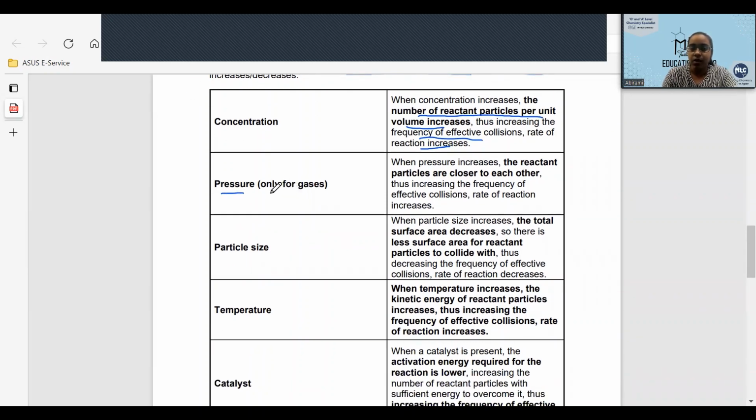Pressure. Pressure, take note, it only affects gases. When the pressure increases, the reactant particles are closer to each other. Why? Let's compare two setups. You have one beaker over here and another beaker over here. Their beakers are of the same size. Let's say you have a higher volume in beaker A, but a lower volume in beaker B. In beaker A, the molecules or the particles are far apart, but in beaker B, the molecules are much closer. So because they are much closer, the pressure will increase in beaker B. And this increases the frequency of effective collisions, and therefore the rate of reaction also increases.